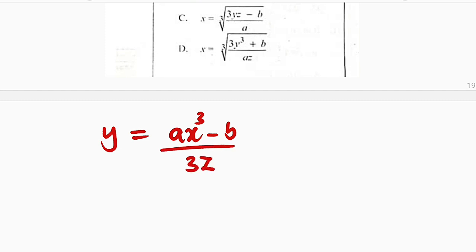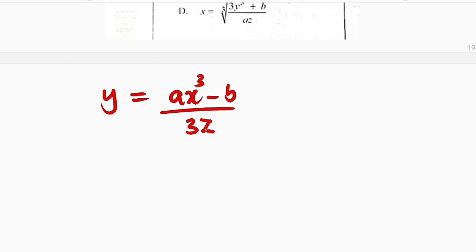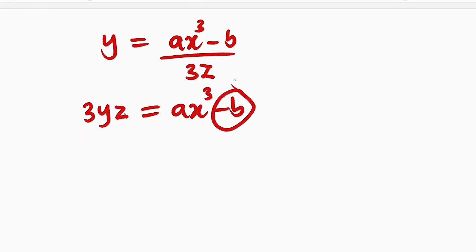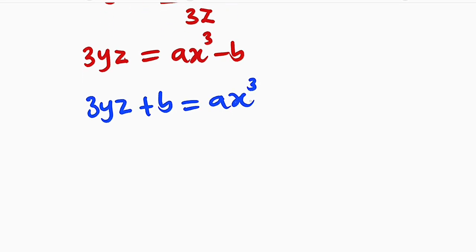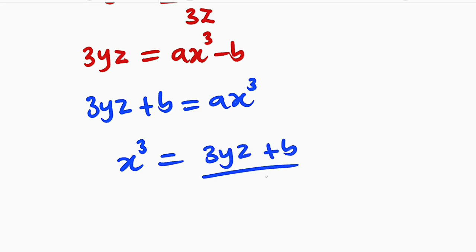We're asked to make x the subject. Let us cross multiply. Y times 3z will give us 3yz equal to ax cubed minus b. Then you take b to the other side. It is negative here. To the other side, it will transform to positive. This is 3yz plus b equal to ax cubed. Our main goal is on x, so we can divide both sides by a, and hence x cubed is equal to 3yz plus b divided by a.